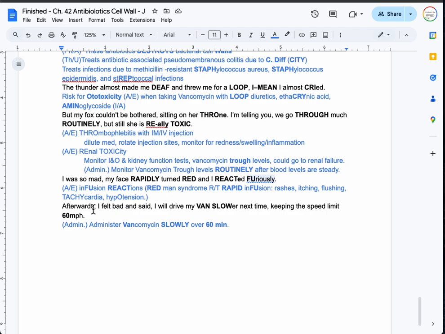Afterwards, I felt bad and said, I will drive my van slower next time, keeping the speed limit to 60 miles per hour. It's an administration point: administer vancomycin slowly over 60 minutes. I think this has to do with the infusion reaction; I have to check again. But anyway, that's it. I hope this stuff is helping. I know it's super long.